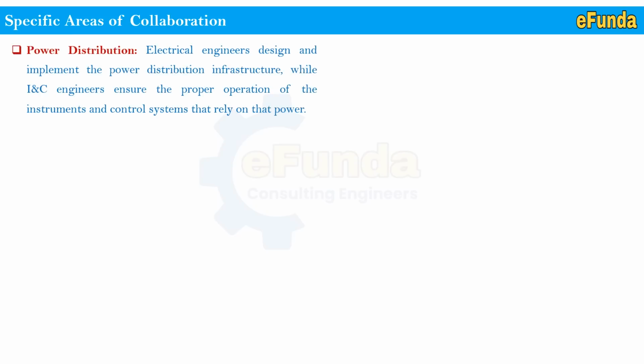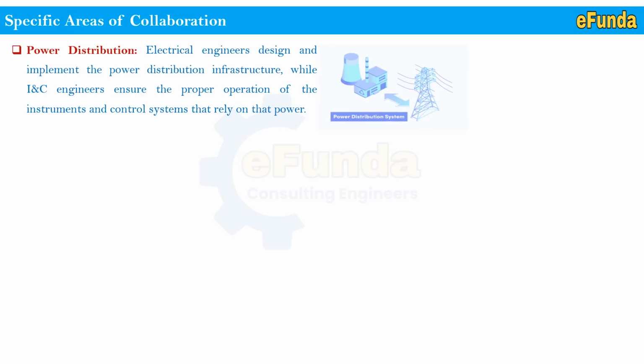Specific areas of collaboration between instrumentation and electrical disciplines, we are going to see one by one. There are various aspects involved. We will see one by one. First is the power distribution. Electrical engineers design and implement the power distribution infrastructure, while IC engineers ensure the proper operation of the instruments and control systems that rely on the power supplied through the electrical systems.